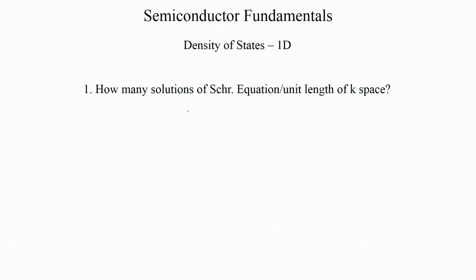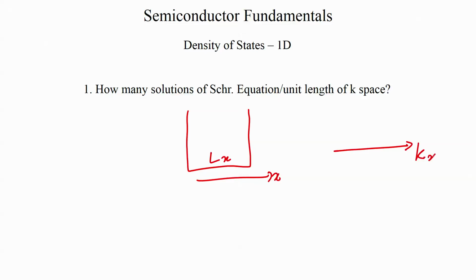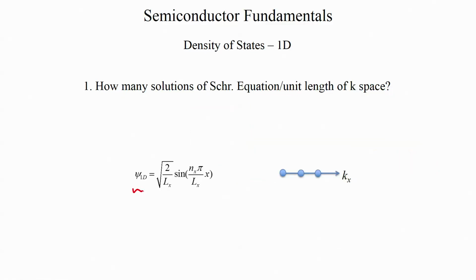Now we have only a 1D box. Let us say this is the x direction, the box has length Lx, and we only have a Kx space. There is no Ky, there is no Kz. The wave function for a 1D box is simply this, and that is my Kx term, which is quantized with the quantum number nx, and therefore in this space you have pi by Lx, 2 pi by Lx, and so on.